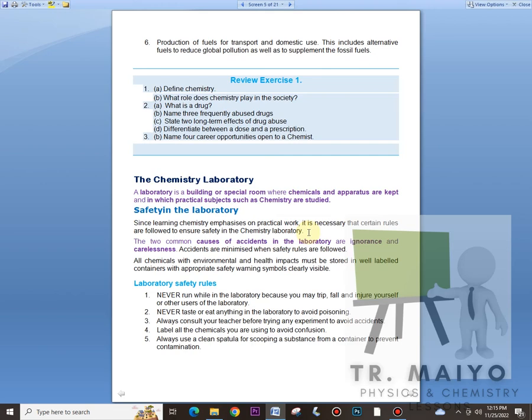All chemicals with environmental and health impacts must be stored in well-labeled containers with appropriate safety warning symbols clearly visible. I'm just laughing.